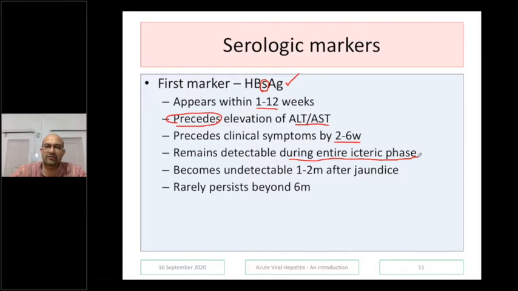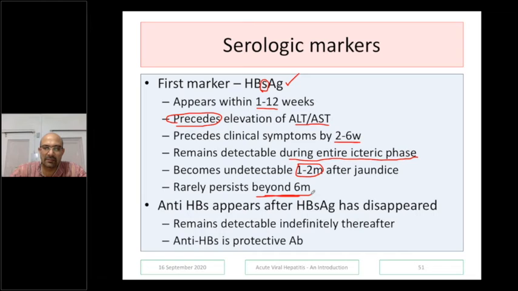And 1 to 2 months after the jaundice, it becomes undetectable. So when the jaundice ends, 1 or 2 months after that, you'll find that the HBsAg will disappear. It rarely persists beyond 6 months. So if these are clear, then let's see what happens.